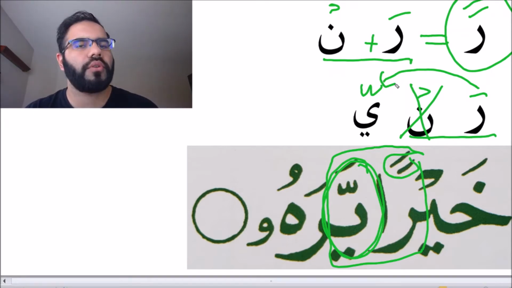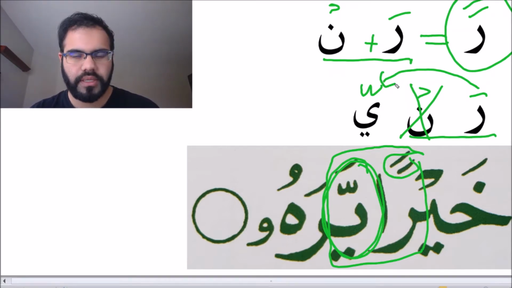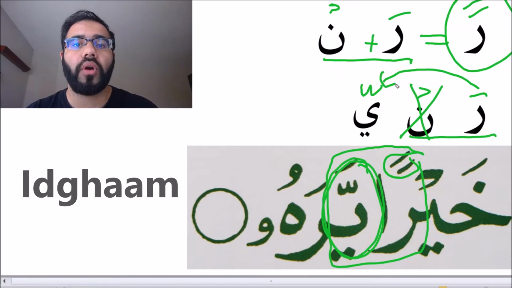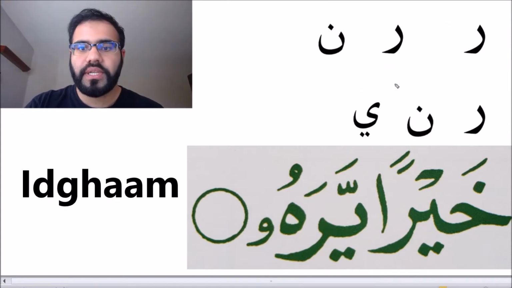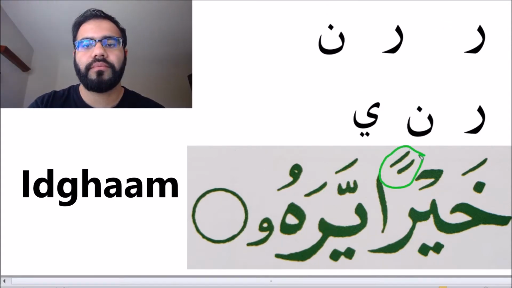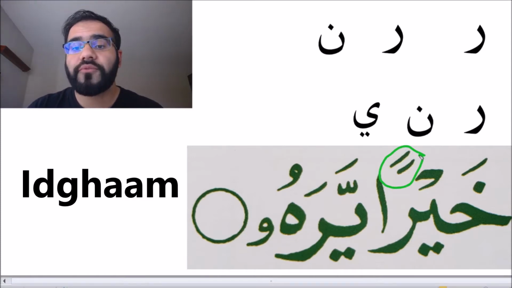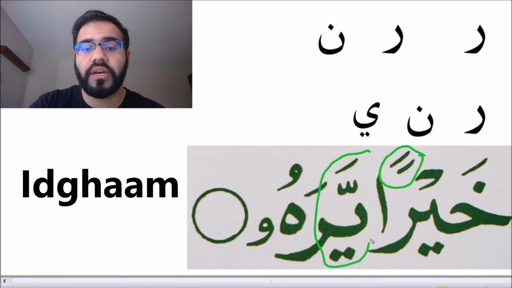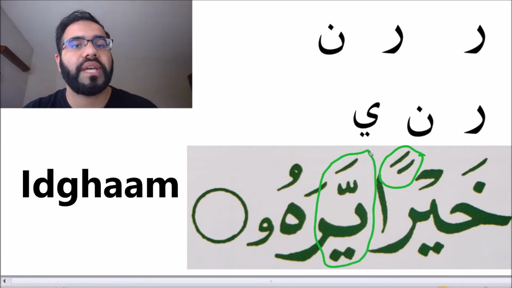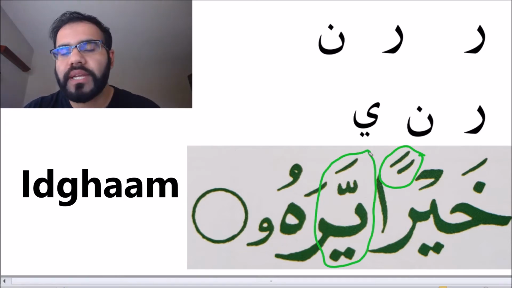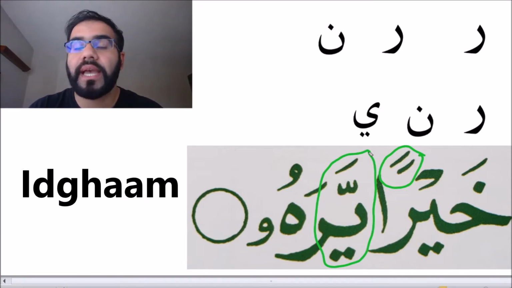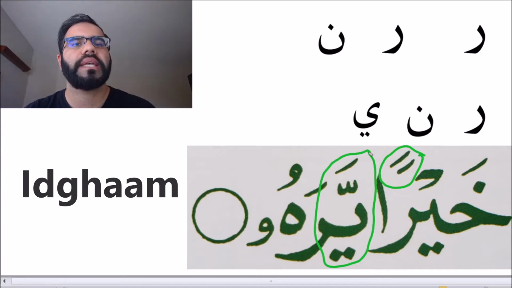You're going to do this ghunna on this ya, and you're going to hold it down. That's actually the rule that I'm teaching here, and that rule is idgham. So the rule is as follows. If you have any kind of tanween, whether it's two fathas or two kasras or two dhammas, and afterward you have a ya with a shadda on it, you're going to hold down that ya sound. You're going to drop the noon sound from that tanween, jump straight to the ya and hold it. We're going to call this idgham.